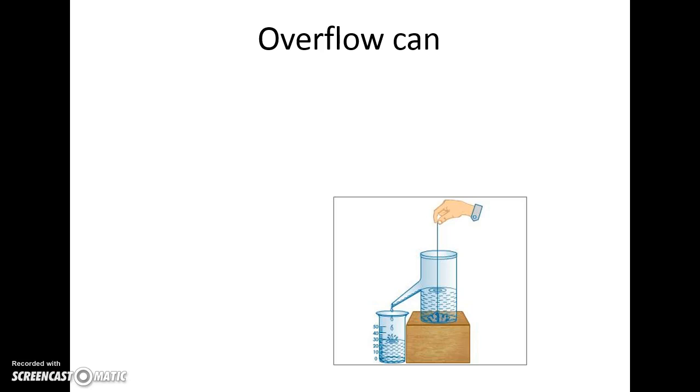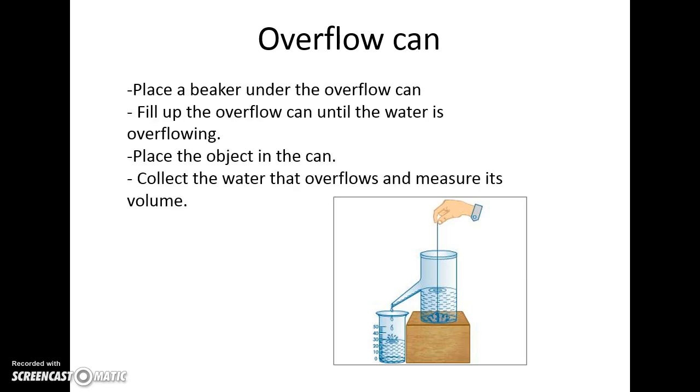Here is the overflow can. In this case, you have 2 containers. You have a container, a can, that has a small opening, and at the bottom of the opening, you have a beaker or graduated cylinder to measure the water that came out of the spout.